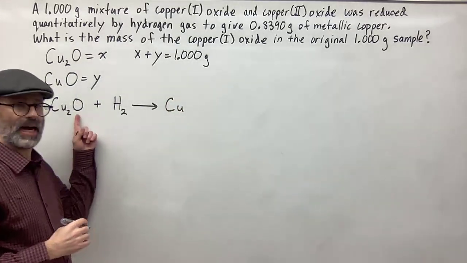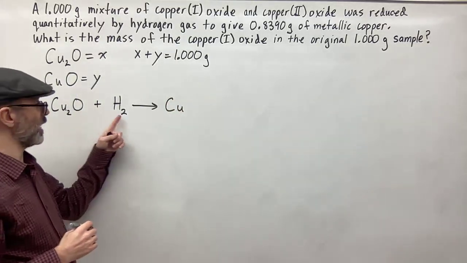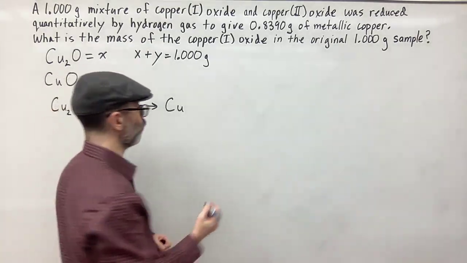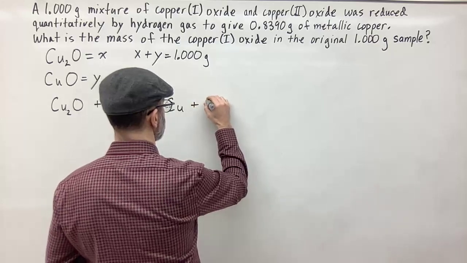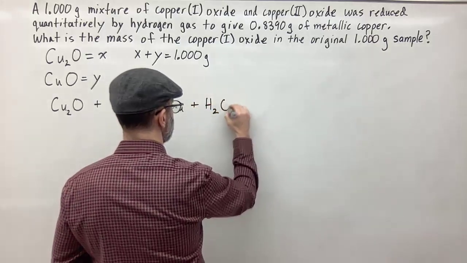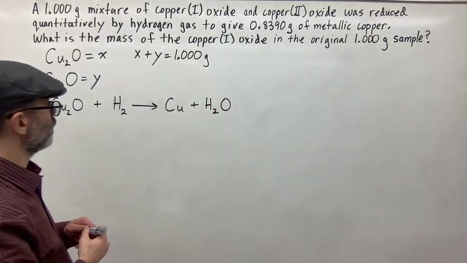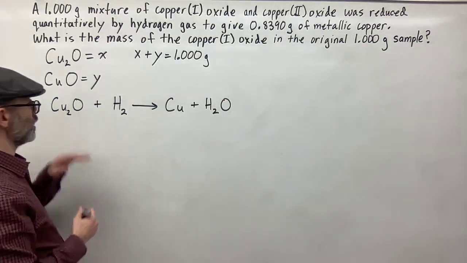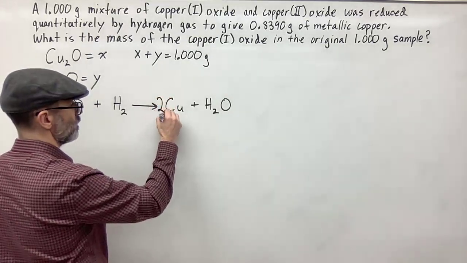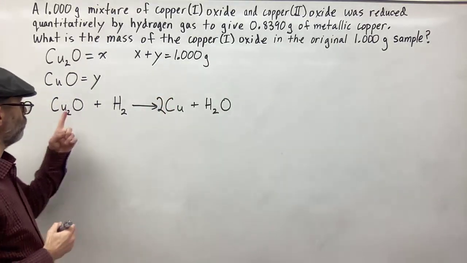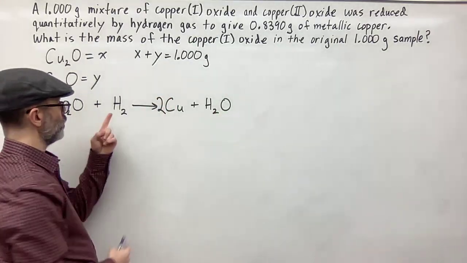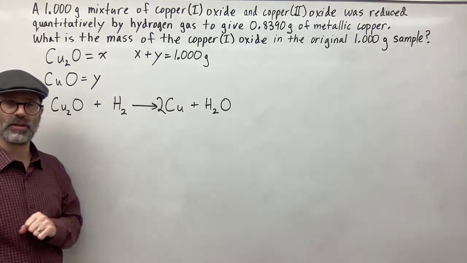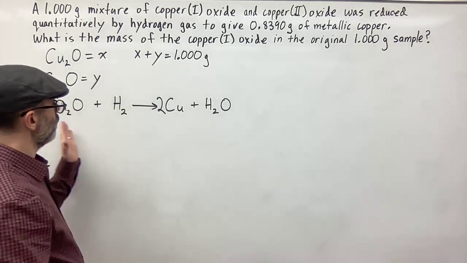If I have copper metal, then where did the oxygen go? Well, the oxygen reacts with hydrogen. Hydrogen and oxygen react to form water, H2O. And so we need to balance the equation. We have 2 coppers here, so we should have 2 coppers here. We have 1 oxygen, 2 hydrogens, 2 hydrogens, so it's balanced. So here's our first balanced equation for this reaction.